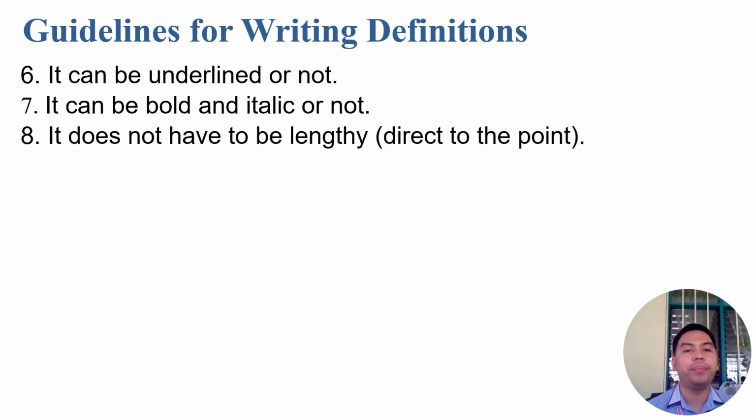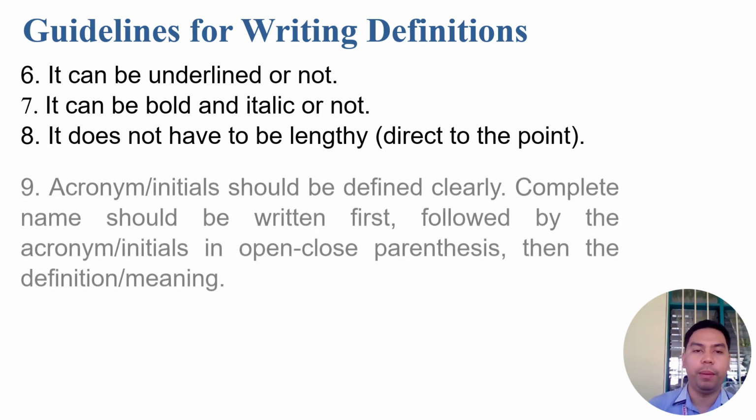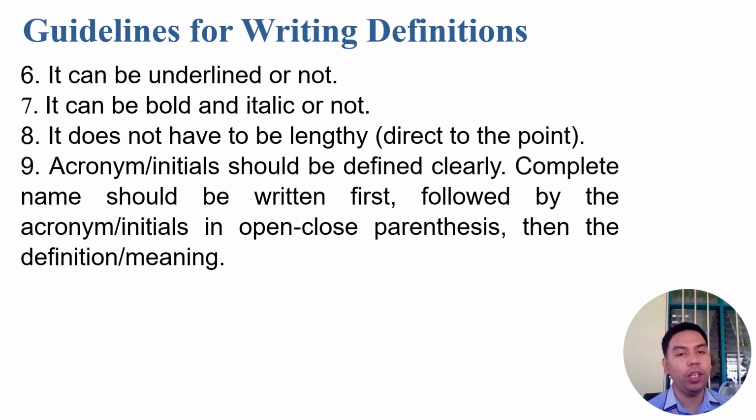Okay? Number eight, it does not have to be lengthy. It should be direct to the point. Number nine, acronyms and initials should be defined clearly. The complete name should be written first, followed by the acronym or the initials in open and close parentheses, then the definition or the meaning of this. Okay, so let us proceed.